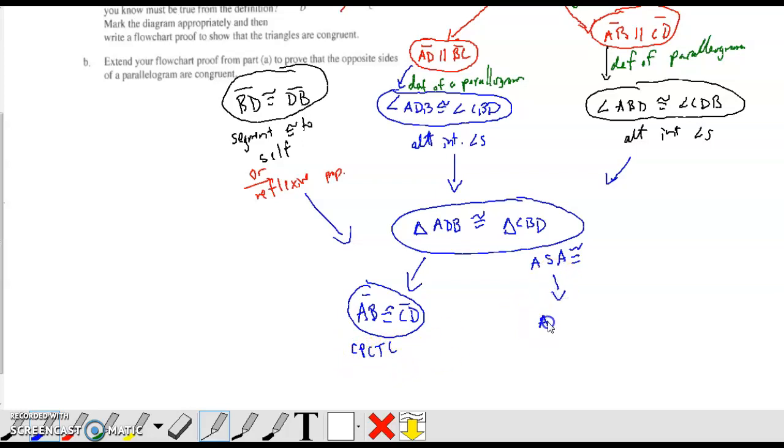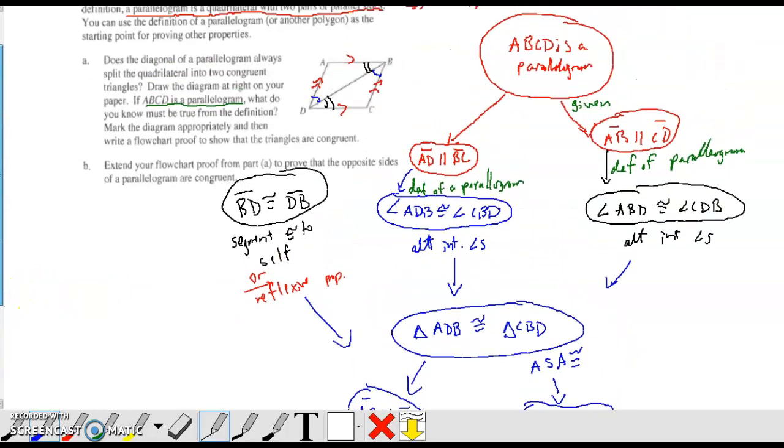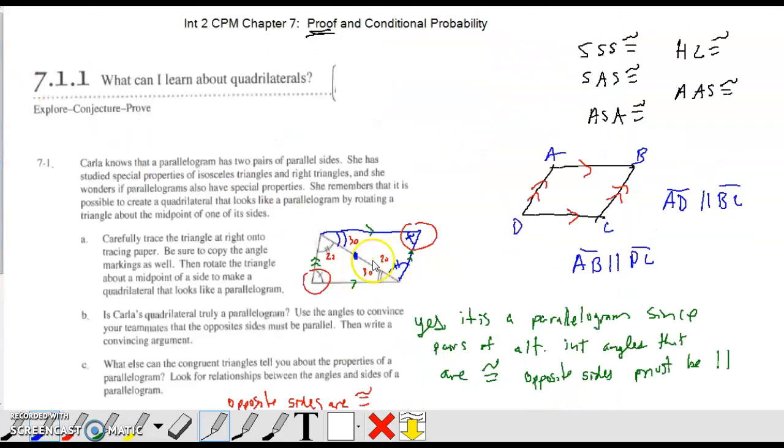And then over here I get to say AD is congruent to CB. And again, same reason, CPCTC, or I can draw it out in pictures. So congruent triangles therefore have congruent parts. So either one, these mean exactly the same thing. So again, we're just playing around with flowcharts. Now, what happens in this original picture if I didn't rotate it?